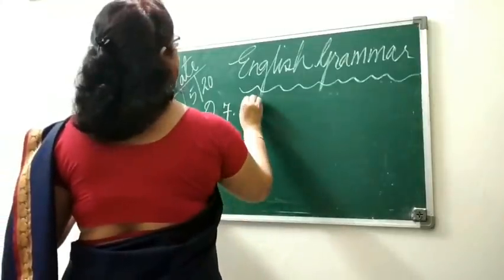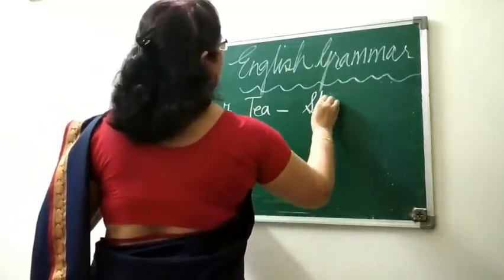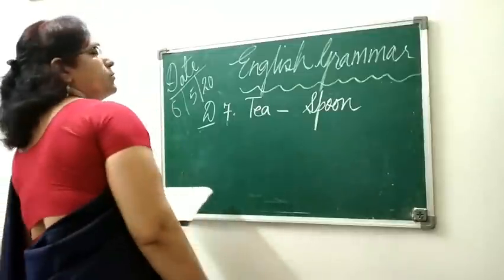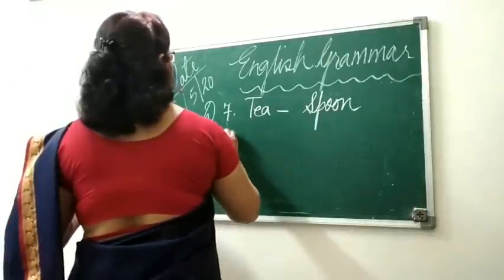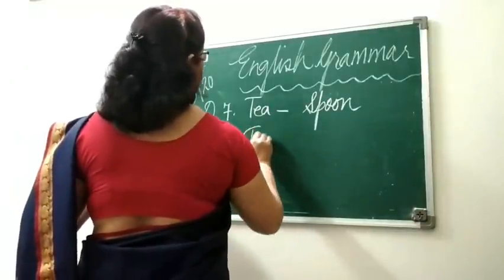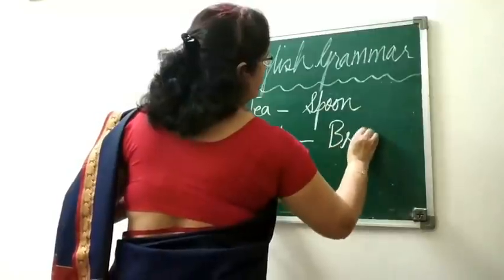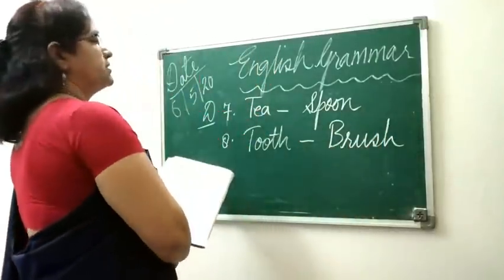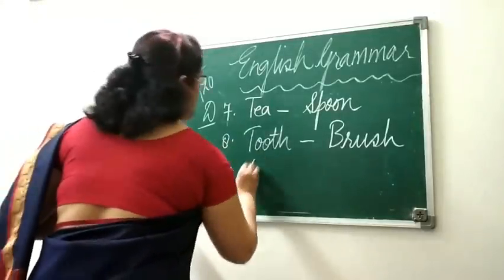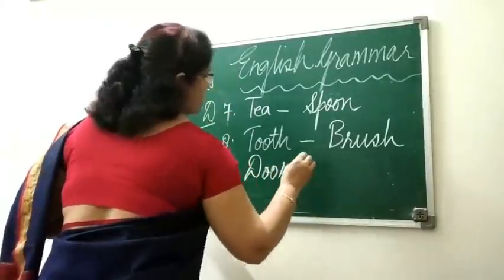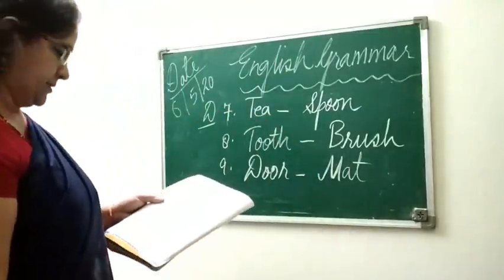Seventh one is teaspoon. Teaspoon. The correct word is spoon. Eighth one is toothbrush. Toothbrush. The correct word is brush. Ninth one is doormat. Doormat. Ninth one is doormat.